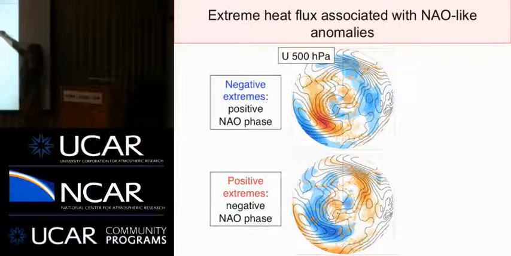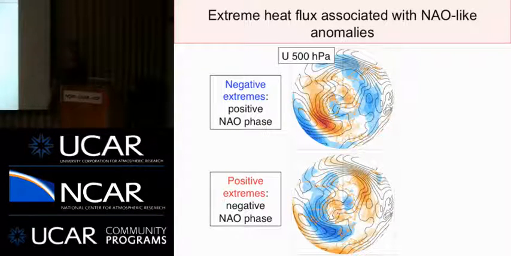And note that while there are some anomalies in the Pacific, they are very small in comparison to those in the Atlantic.